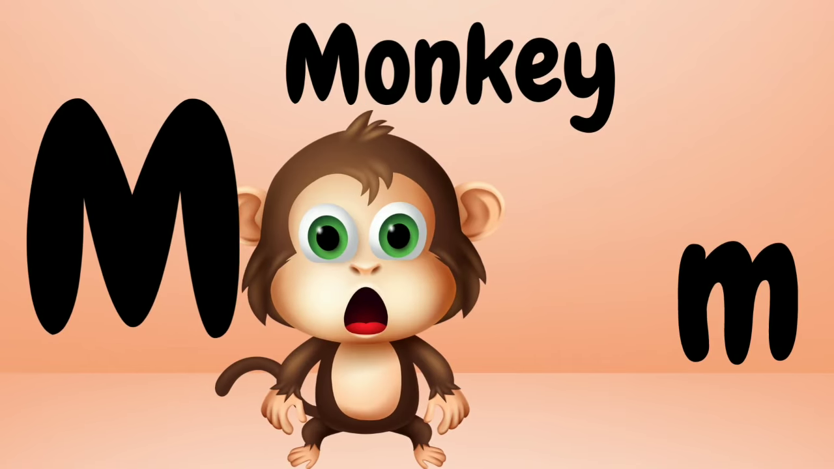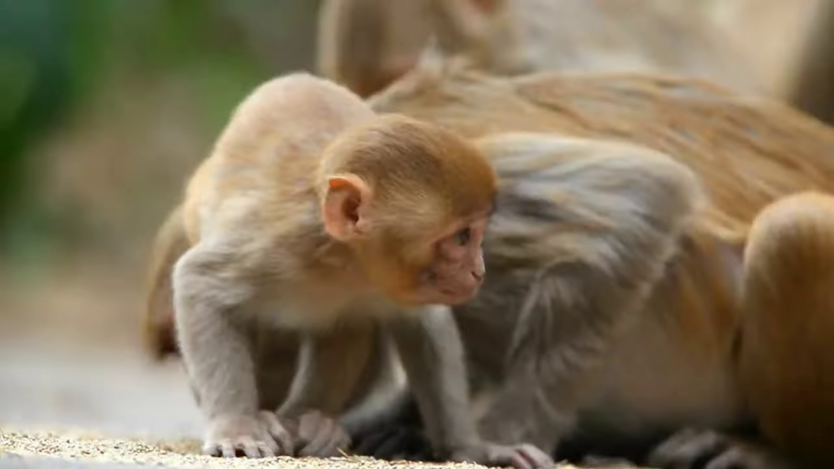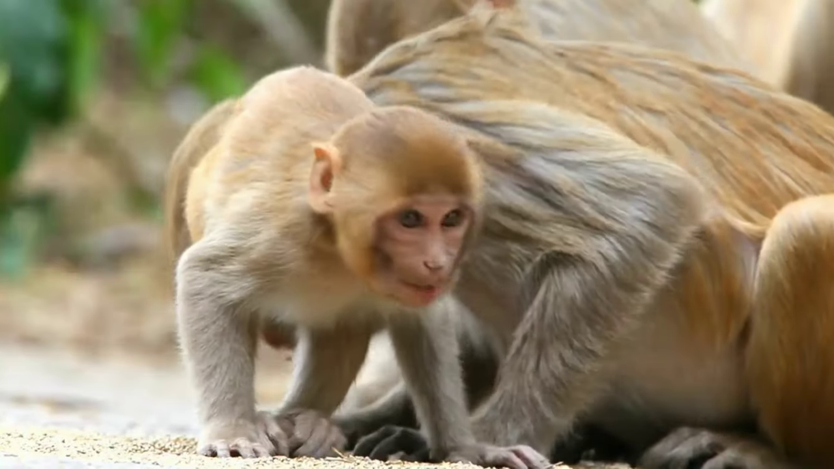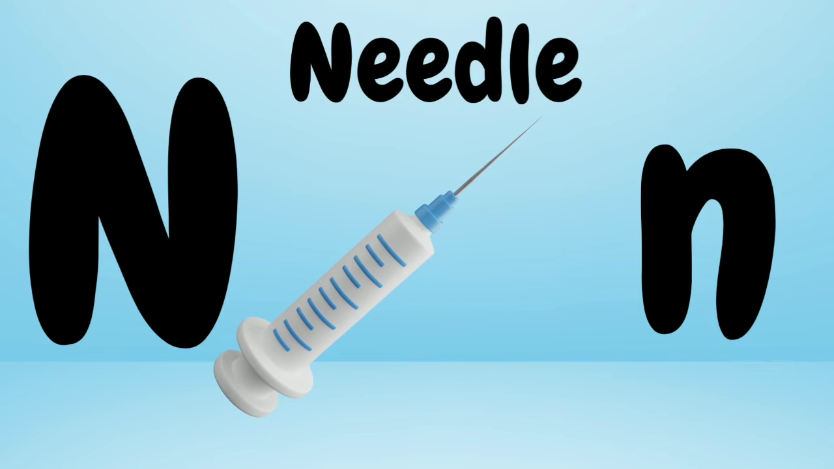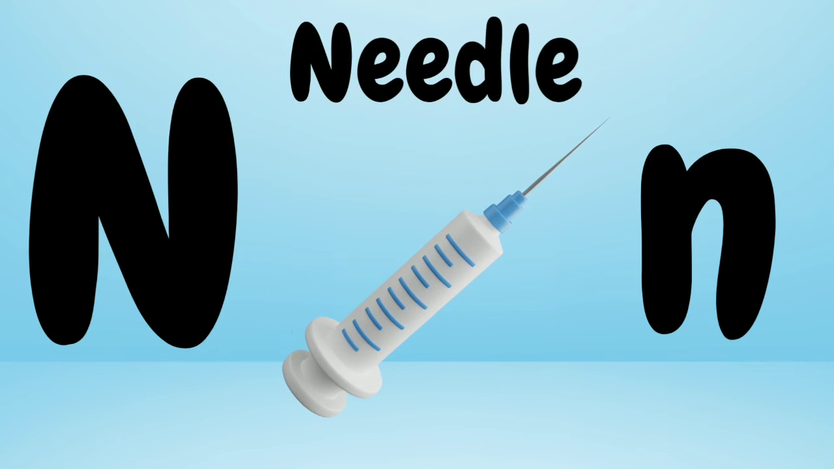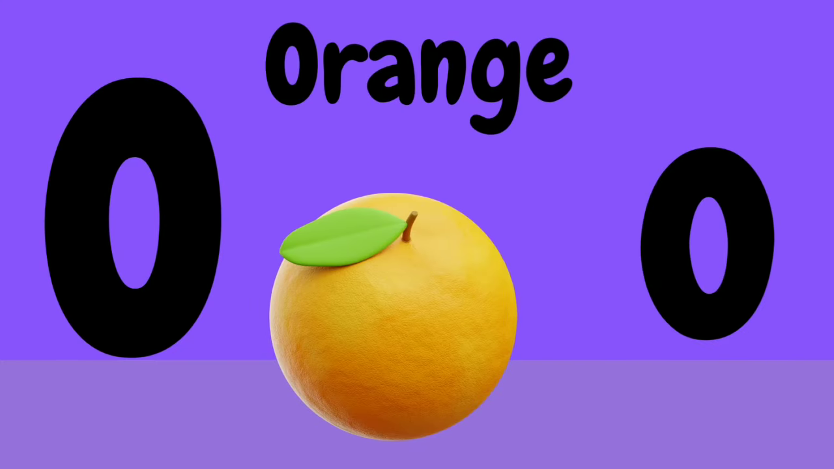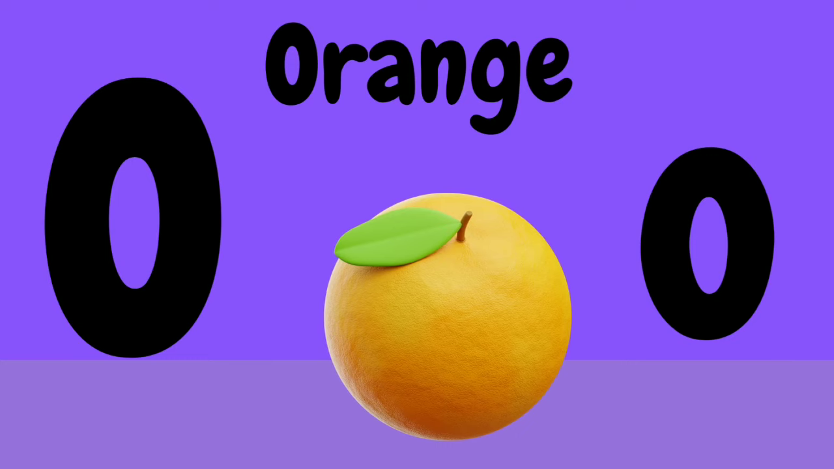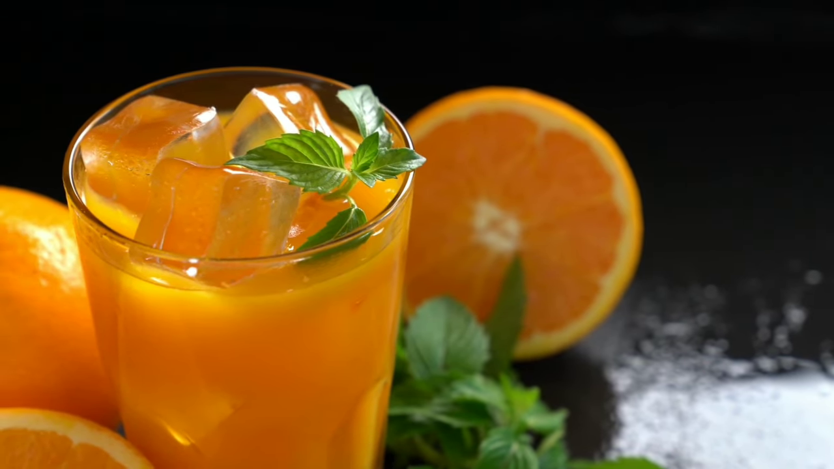M is for monkey. This is a monkey. N is for needle. This is the needle. O is for orange. This is an orange.